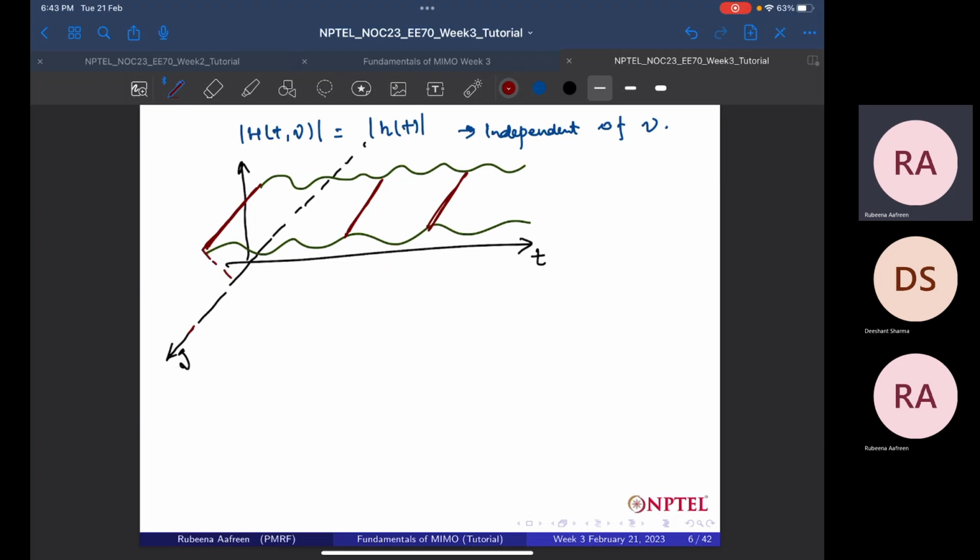Like suppose this is mu1 to mu2, so this will be constant. This length will be constant, but it will vary in the time axis. This fluctuation is in the time axis. So this type of fading is called frequency flat fading. Why frequency flat fading? Because it is flat in frequency. It varies in time, but it is flat in frequency. Frequency flat fading. But I hope that is clear.